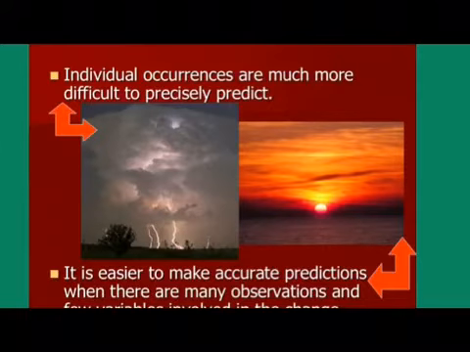Individual occurrences are much more difficult to precisely predict, like lightning storms and thunderstorms. Actually, often things with the weather are much more difficult to predict because they are an individual occurrence. A specific tornado. It's much harder to say, oh, there's going to be a tornado occurring at this time. It's not like a sunset, where you can say the sunset's going to occur at that particular time. Tornadoes, lightning storms, things with the weather, are much more difficult to predict.